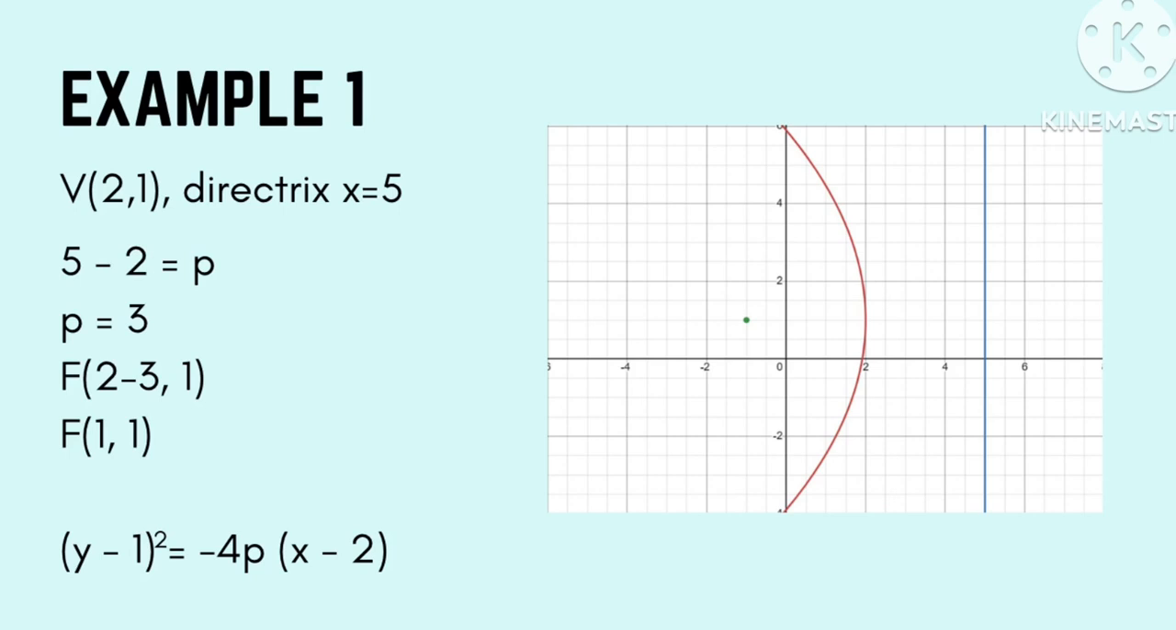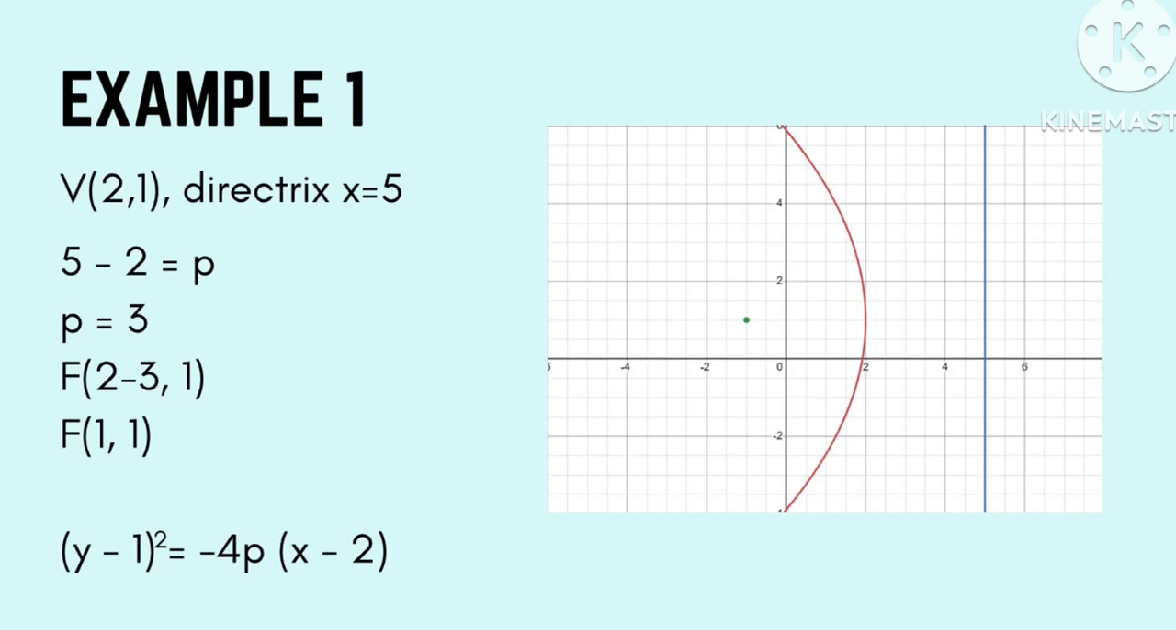In order to find our P, we either have to graph it or we can just use simple rules. So we have to subtract 5, which is our directrix, and 2. Since our directrix is x equals a constant, this means that our parabola is facing left or right, since the directrix is vertical. So we subtract 5 and our x value, which is 2, in order to get the distance, which is P equals 3.